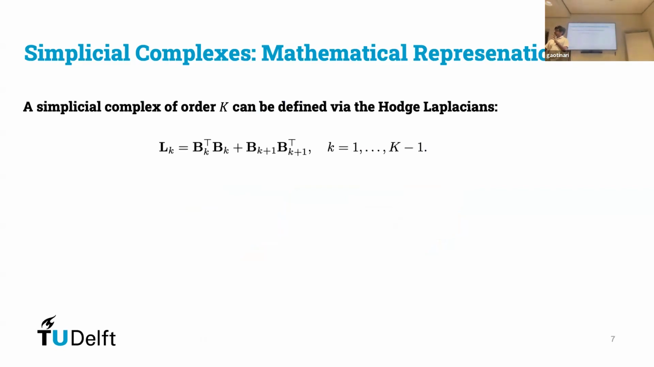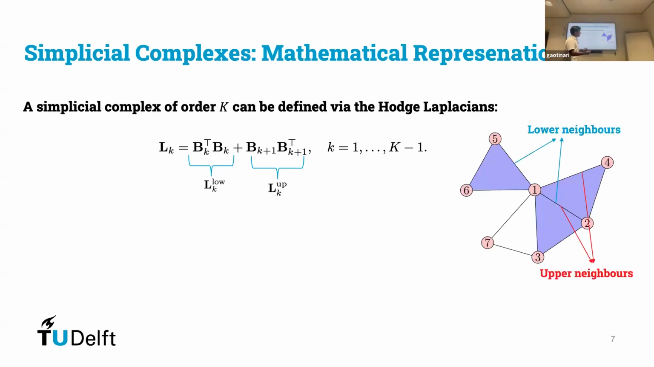So how do you represent a simplicial complex entirely? It is via the Hodge Laplacians, which are a generalization of graph Laplacians, simply a sum of these incidence products. They represent something called a lower Laplacian and upper Laplacian, which are basically the neighborhoods of a K-simplex. And what are these lower neighborhoods? Consider an edge. Its lower neighbors are all the other edges which have a common node with that edge. Upper neighborhoods are other edges which are part of the same triangle.